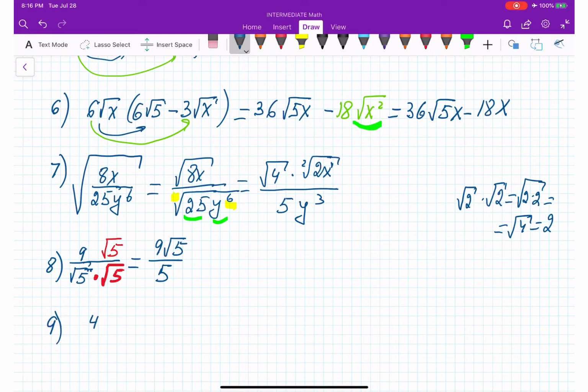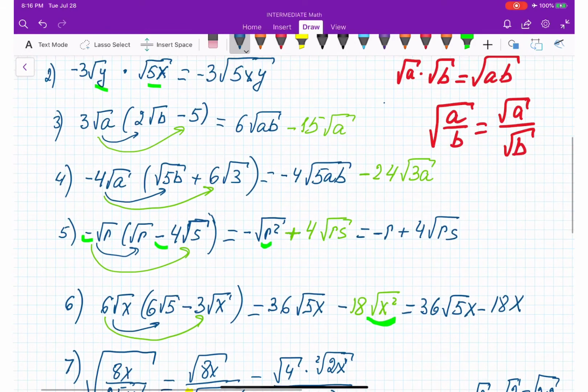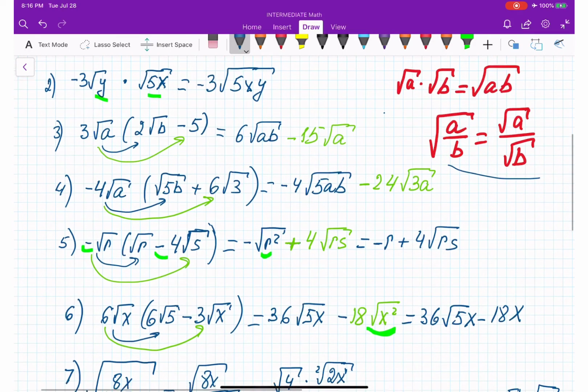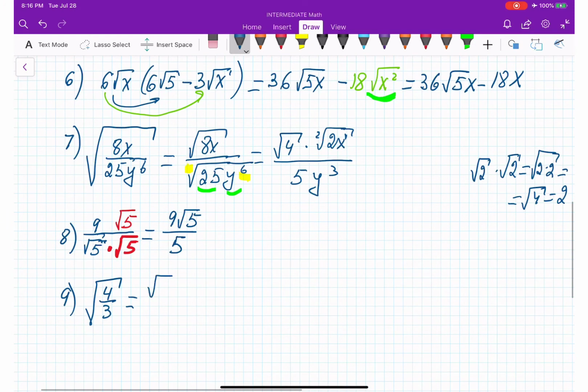4 over 3 under square root. That means, based on this property, I can separate square root 4 over square root 3. Next, to rationalize, meaning get rid of square root in the denominator, I'm multiplying by square root of 3, which I'm doing on the top also, not to disbalance the fraction. You do not dare to disbalance the fraction, which means whatever change you do to one part of a fraction, you have to do precisely the same thing to the other part.